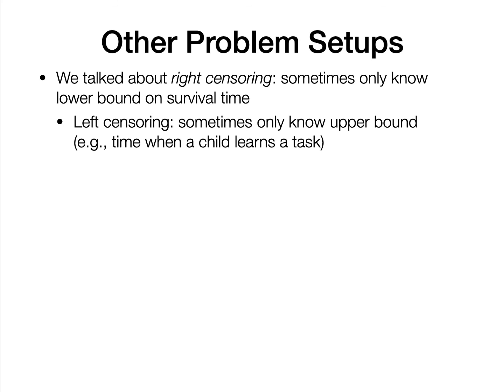So this could be like the time when a child learns a task. You finally observe, oh, this child can do something. Basically, they learned it before you know for sure they learned it. The exact time when they learned the task can be censored. So I'll just say it's possible to modify right censoring methods to work with left censoring.